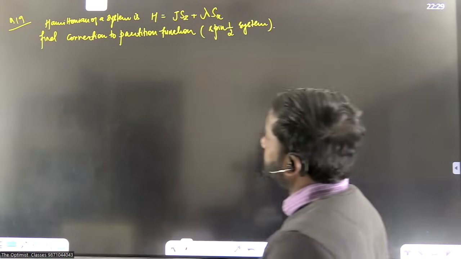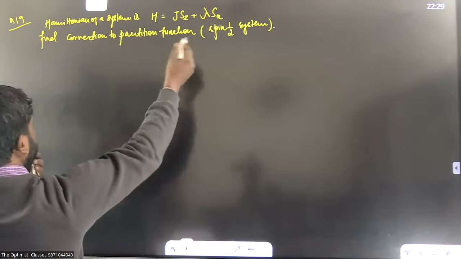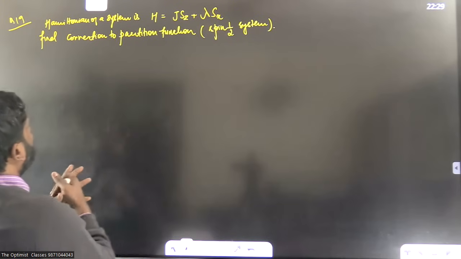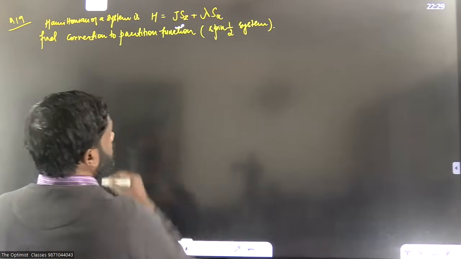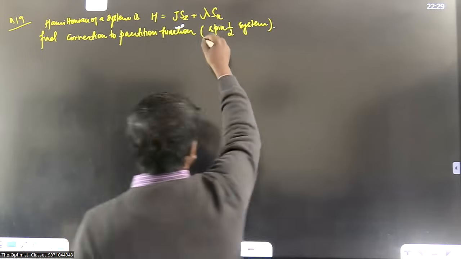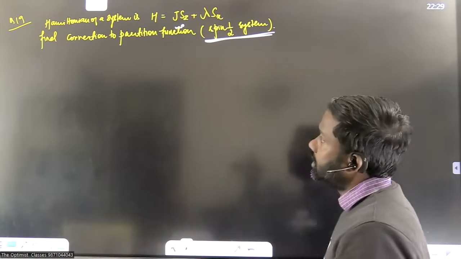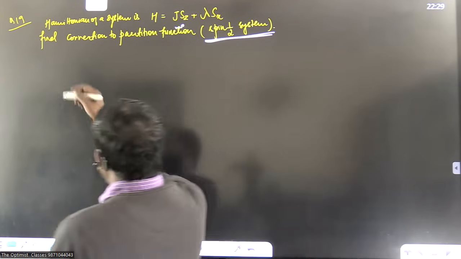Now another question. It says the Hamiltonian of a system is this. Find the correction to the partition function. We have to find the correction to the partition function. Perhaps this question was for a spin half system. So here the Hamiltonian is given.